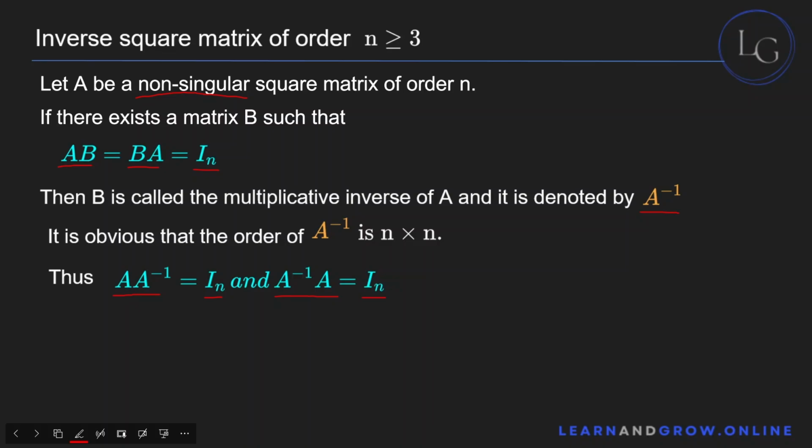So that's one way to deal with inverses. Now, the other way is, if A is a non-singular square matrix, then what you simply do is divide the adjoint of A by the determinant of A, and that's about it really.